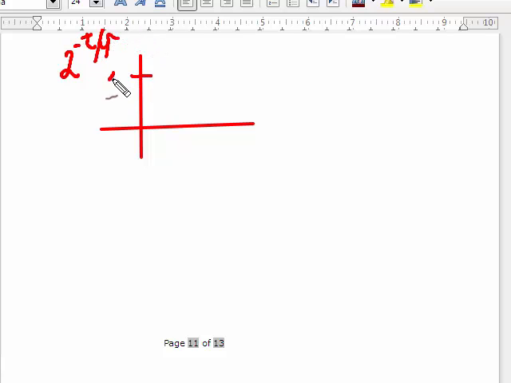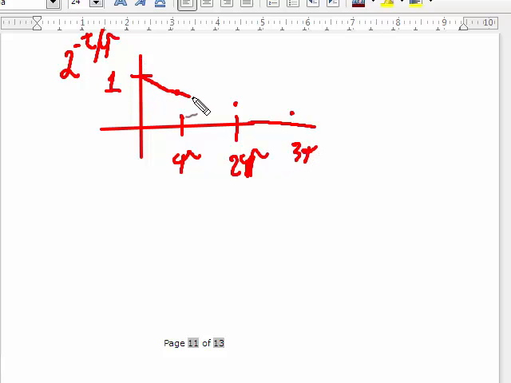If I start at 1, then at one time constant I'm down to a half. At 2 time constants, I'm half of a half, a quarter. At 3 time constants, I'm down to an eighth. And if I connect these dots, I'm probably not doing any better job than I did before, which is typical of me. Okay, I get a certain curve.